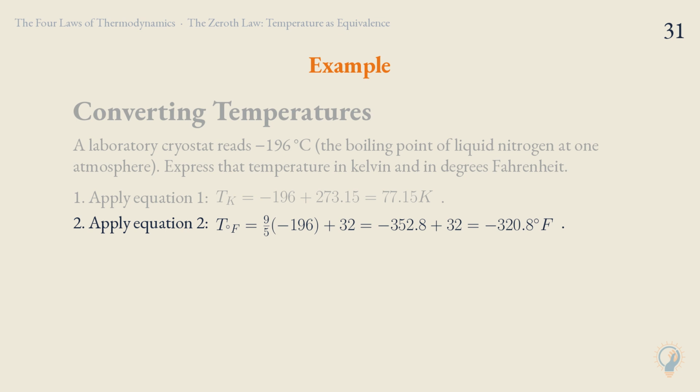Step 2. Apply equation 2. T sub Fahrenheit equals 9/5 times negative 196 plus 32, giving negative 352.8 plus 32, which is negative 320.8 degrees Fahrenheit. So the answer is 77.15 Kelvin, or about negative 321 degrees Fahrenheit.